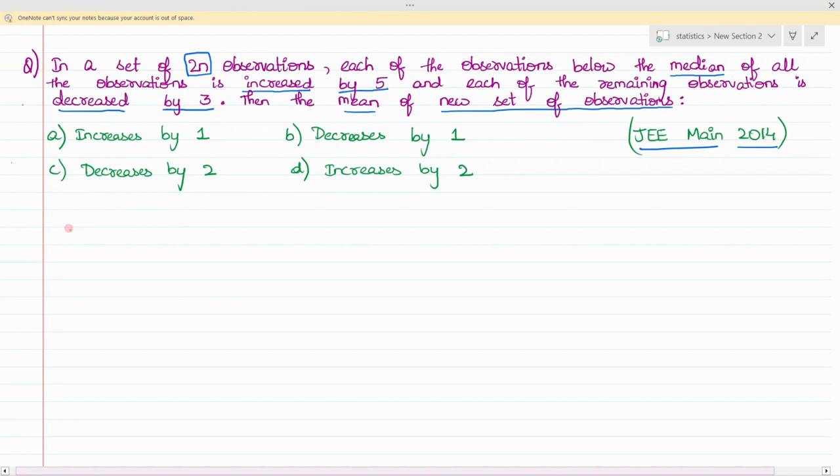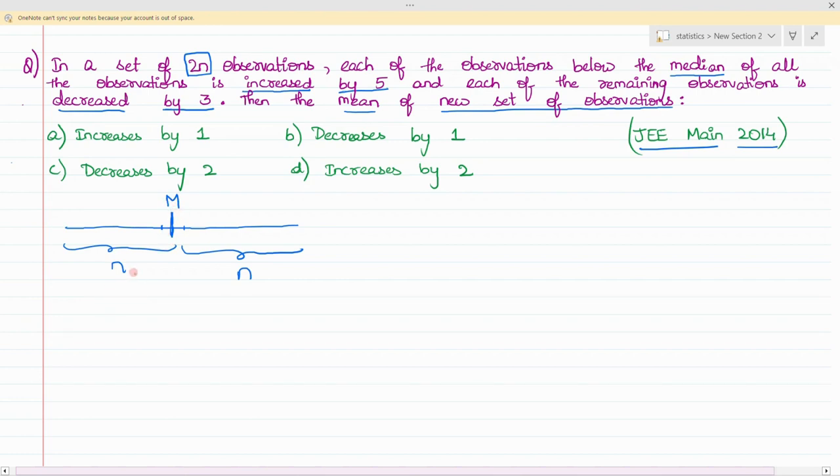So basically, suppose we have 2n observations and there is a median. Median is nothing but the middle value. So from here to here we have n observations, and from here to here we have the remaining n observations. Actually, the median is the average value of this side observation and this side observation, right? But here we'll assume some mark. The midpoint will be the median.